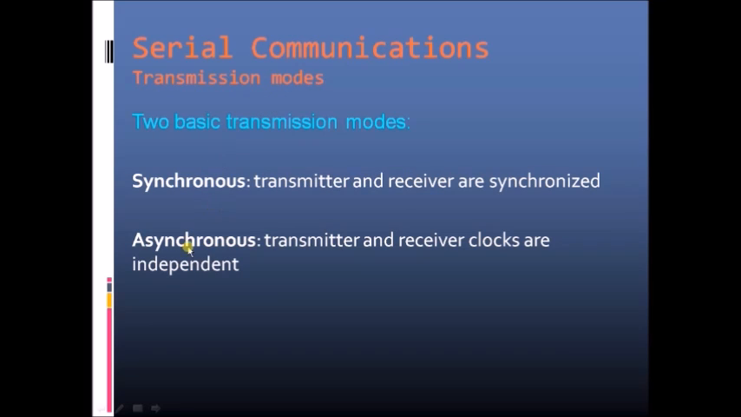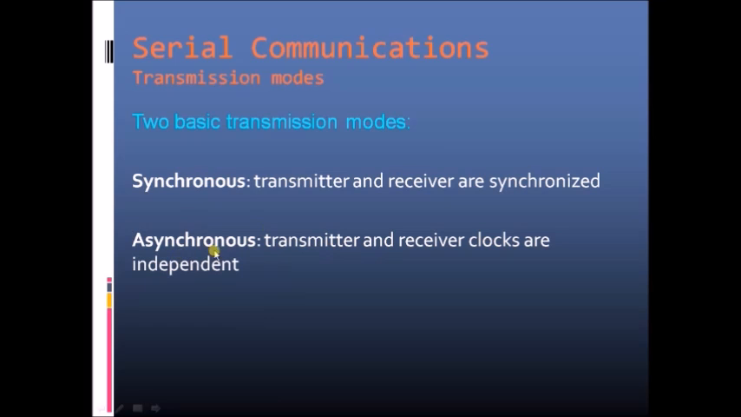They are synchronous and asynchronous. Now what is this synchronous? In synchronous communication, the transmitter and receiver are synchronized with the same clock, or a common clock is given to the transmitter and the receiver. As there is a common clock, both the transmitter and receiver operate at the same speed.